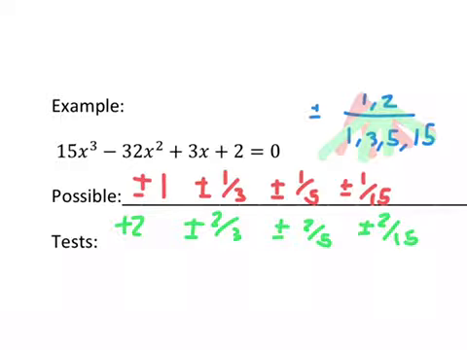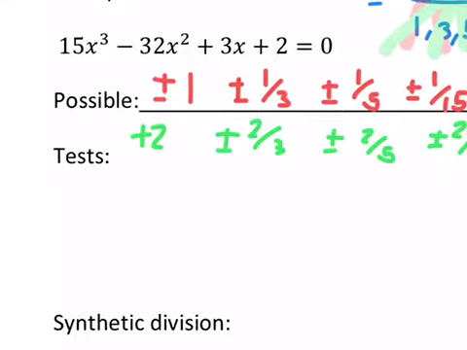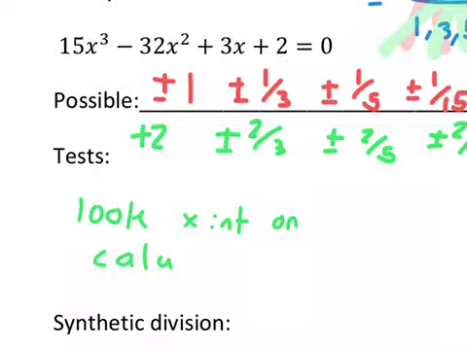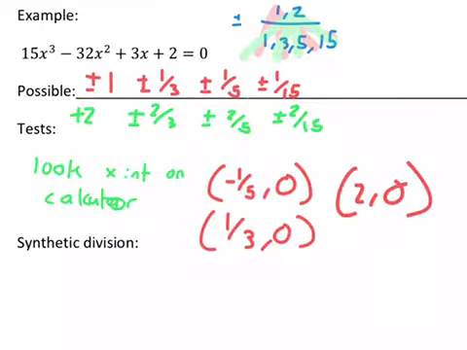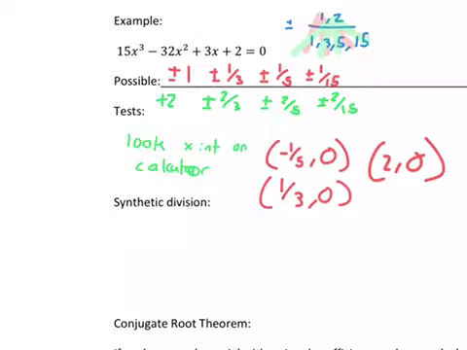So by all means, feel free to plug any of these into this equation and see if they turn into 0. That'd be a big hassle. Instead, for the test, we're going to look for x-intercepts on our calculator, knowing that they have to be from that list. So using our calculators and this list, we'd cross-reference and find that these are our x-intercepts.